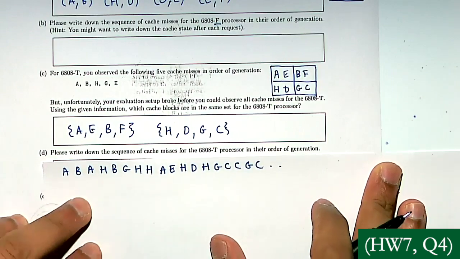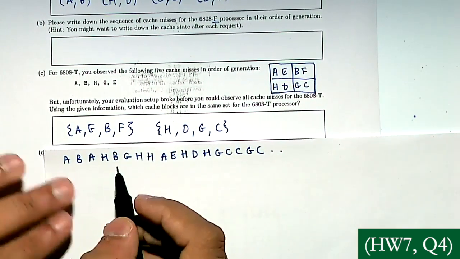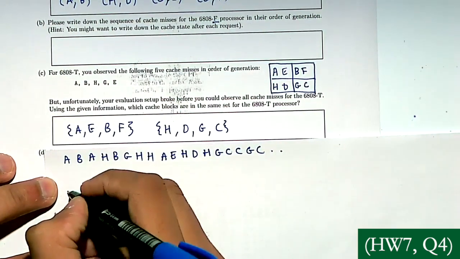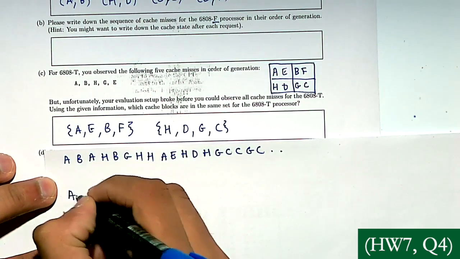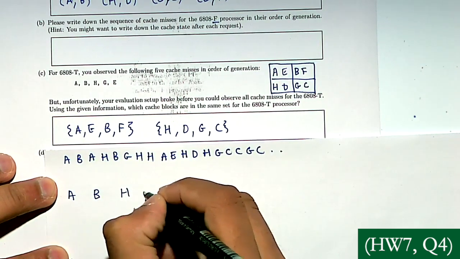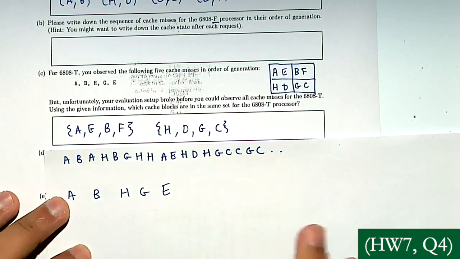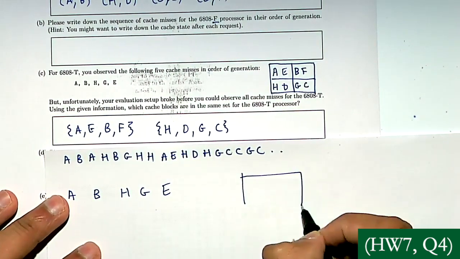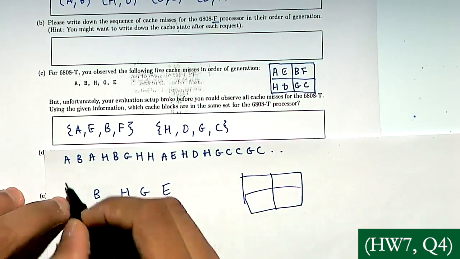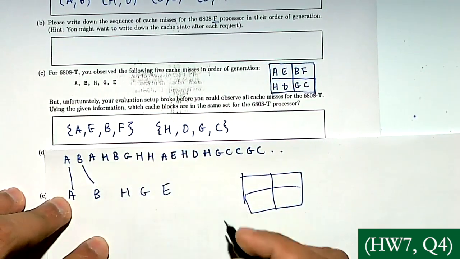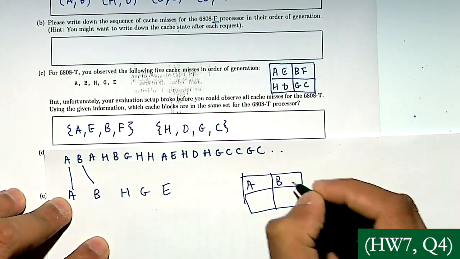So let's go through this again. This one's a little interesting. I'm going to do the same thing we did before, where I write this down here and we trace the misses. So we have A, B, H, G, E, which are our sequence of misses. Okay, so we start off with an empty cache. So we bring in A. A is a miss. We bring in B. B is a miss. And we know those go here.